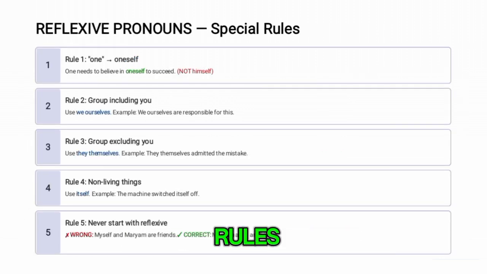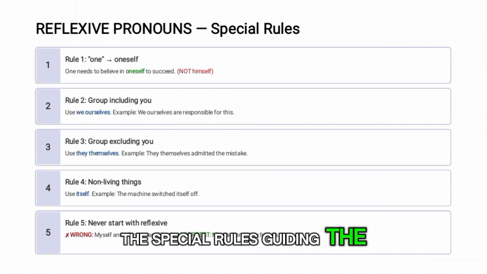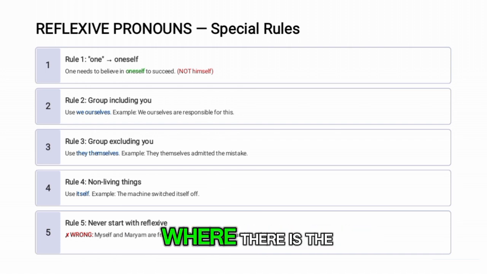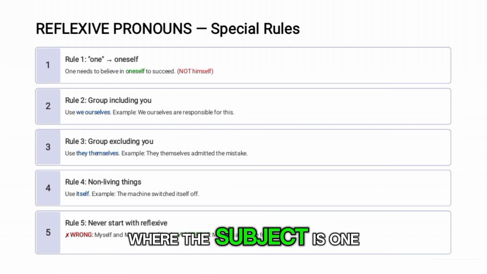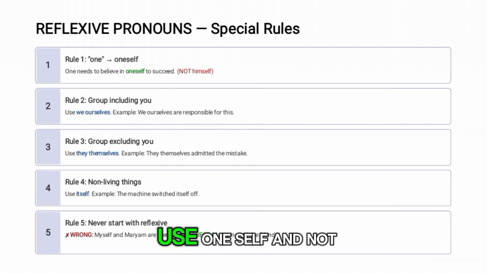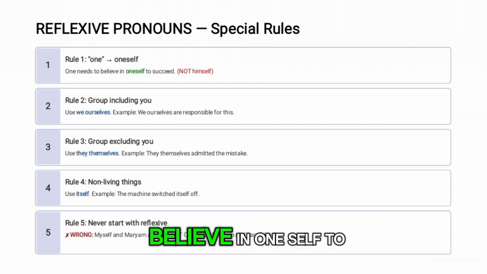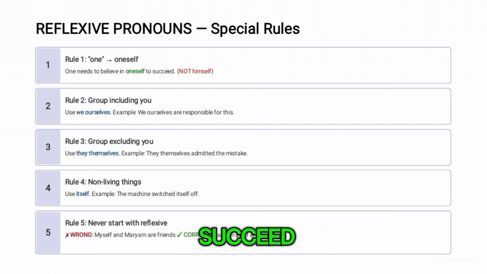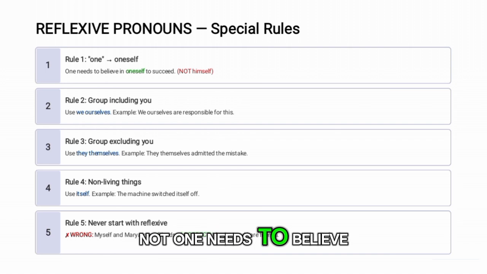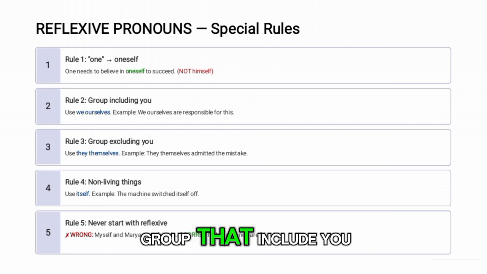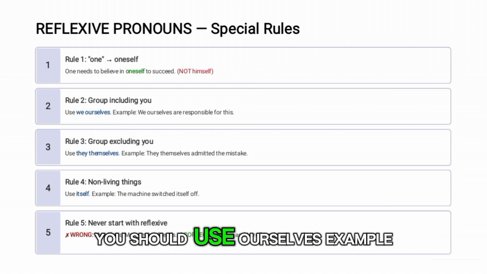Let's quickly look at the special rules guiding the use of reflexive pronouns. When you have a sentence where the subject is one, use oneself and not himself. For example, one needs to believe in oneself to succeed, not one needs to believe in himself to succeed. That's wrong. Rule 2, group including you. When you're talking about a group that includes you, you should use ourselves.